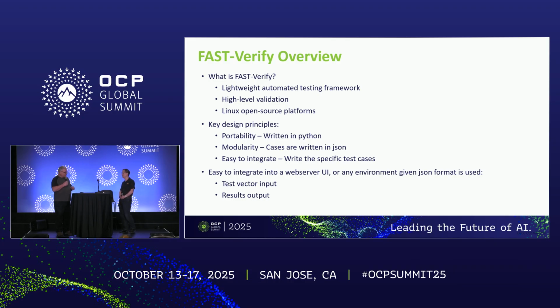So, Fast Verify overview. At its heart, Fast Verify is a lightweight automated test framework. It allows for high-level validation, mostly targeted towards Linux open source platforms. The key design principles we included with this are portability, as we wrote it in Python, so it can be easily ported from various platforms, modularity, as our test cases and output are written in JSON, and ease to integrate.